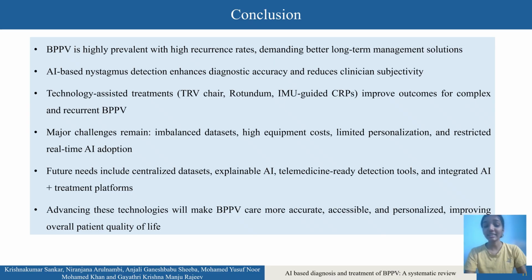So the future lies in centralized data, explainable AI models, telemedicine-friendly diagnostic tools, and integrated platforms combining AI diagnosis with sensor-guided treatment. Overall, AI combined with affordable sensor technology has strong potential to make BPPV care more accurate, accessible, and personalized, ultimately improving patient outcomes and quality of life.